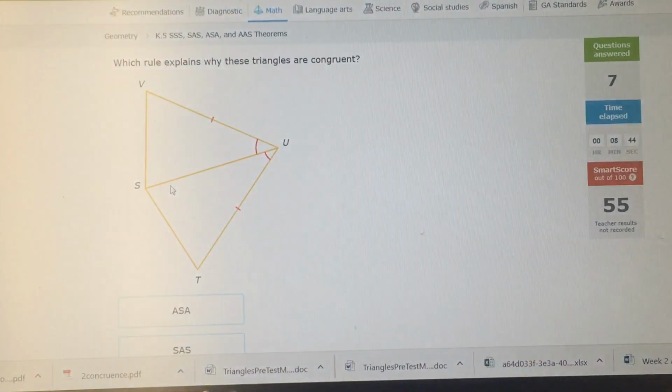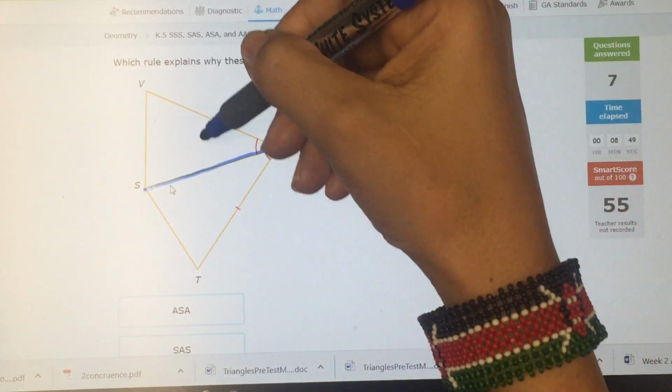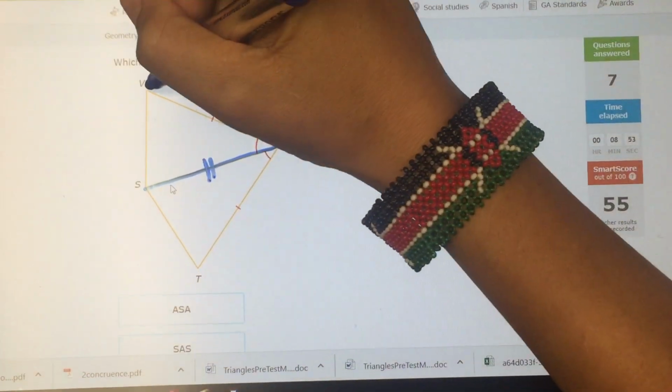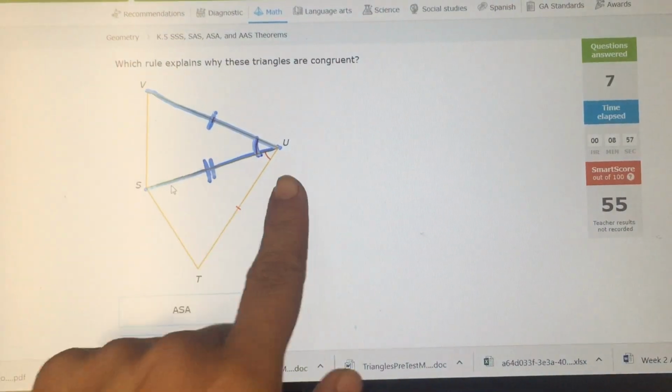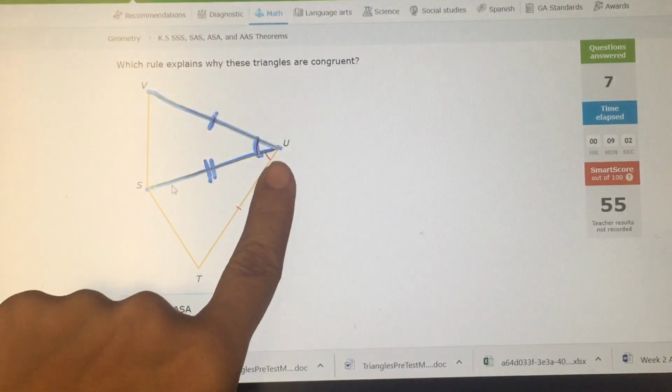All right, any hidden information? What do they share? They share this line. This line is the same whether you're looking at that triangle or this triangle. So we're going to go in and fill in the 2 ticks and then highlight the information they give you. So that's 1 tick and then an arc. Don't start in the middle.